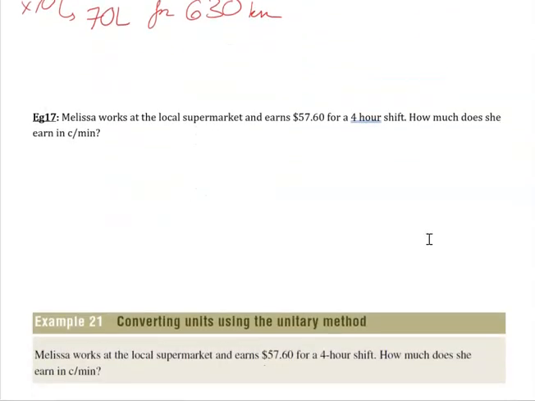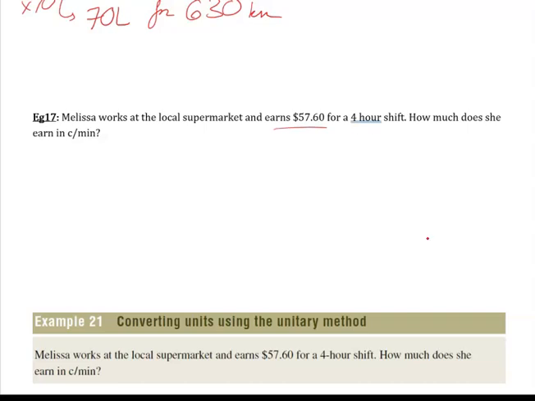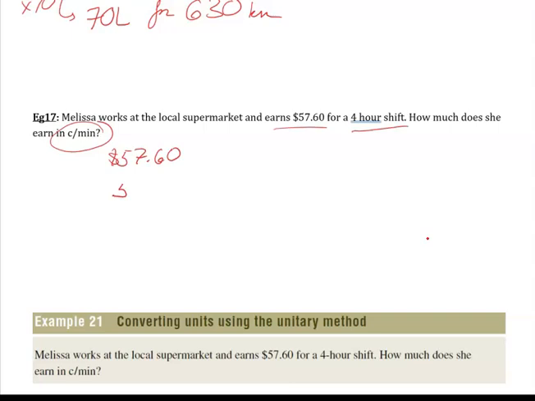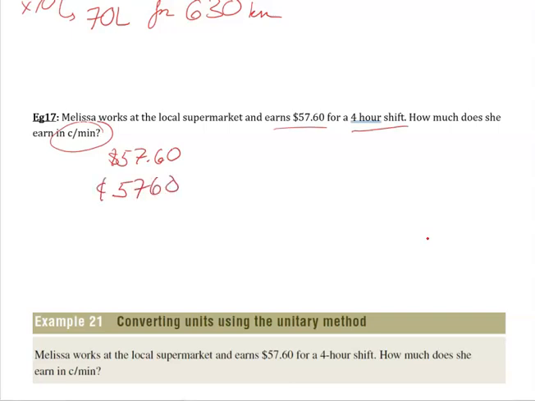Melissa works at the local supermarket, and she earns $57.60 for a 4-hour shift. How much does she earn in cents per minute? Whoa, now we've got to be careful here. So how are we going to do this? We can figure out how much she earns in an hour, or we can go straight to the conversion and do cents. So we have $57.60, and let's make that 5,760 cents in 4 hours, and we want that in minutes. There are 60 minutes in an hour, and 60 times 4 is 240 minutes.